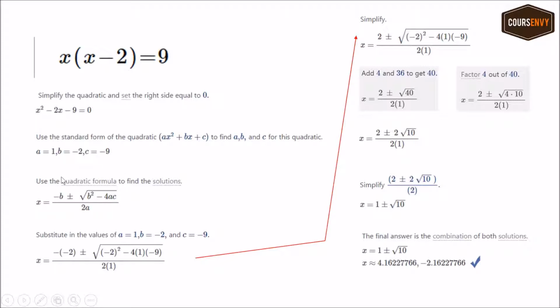Now let's use that quadratic formula to plug and chug. B equals -2, so negative b, two negatives make a positive, right? Plus or minus the square root. What's our b? It's -2.